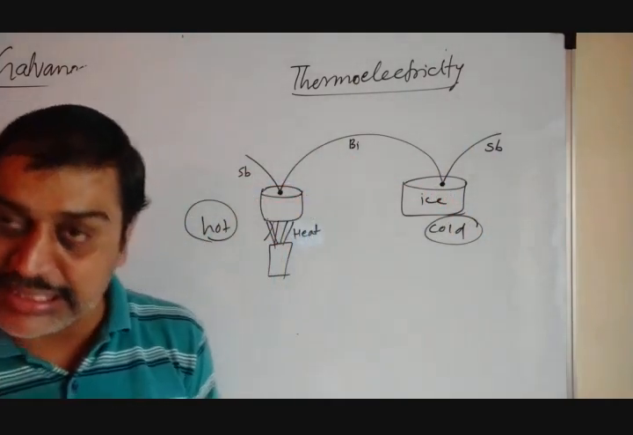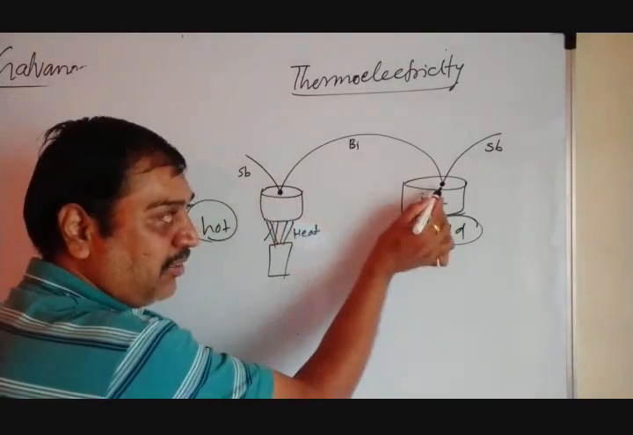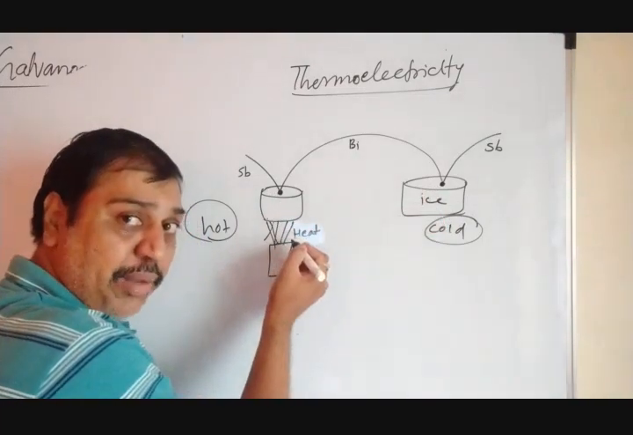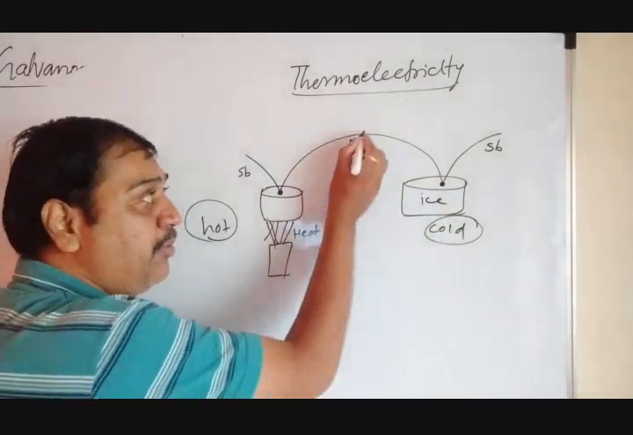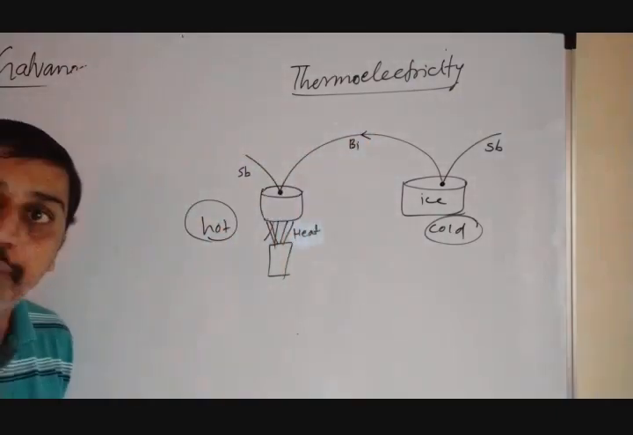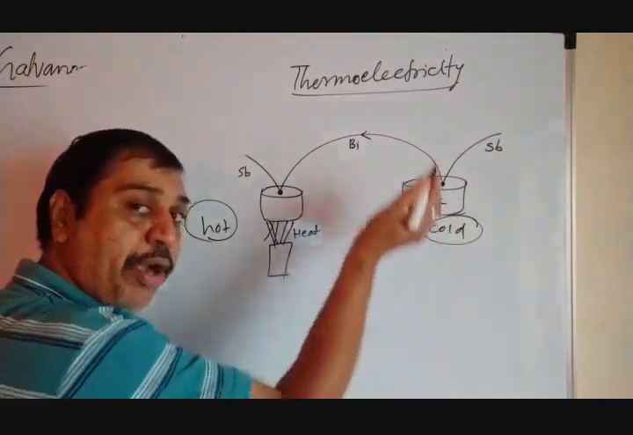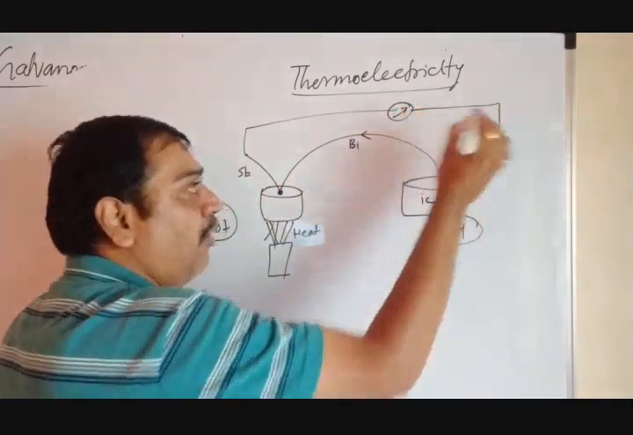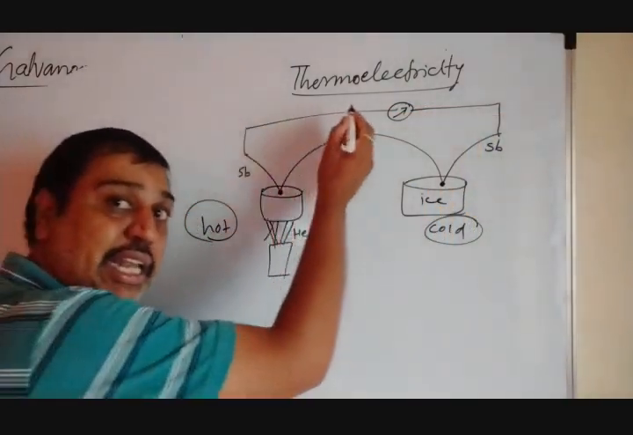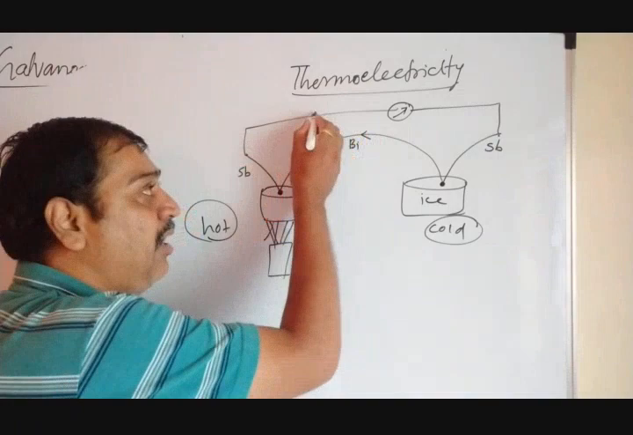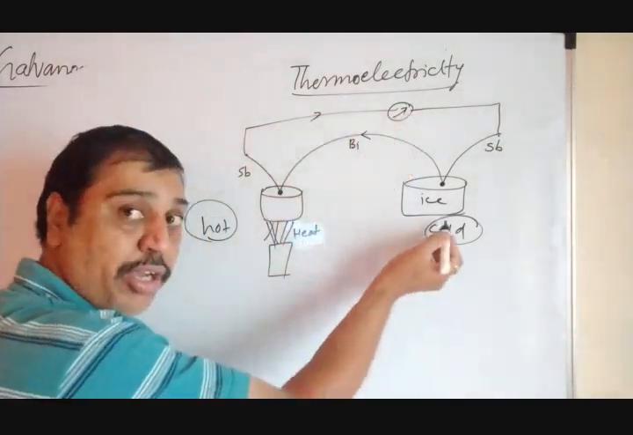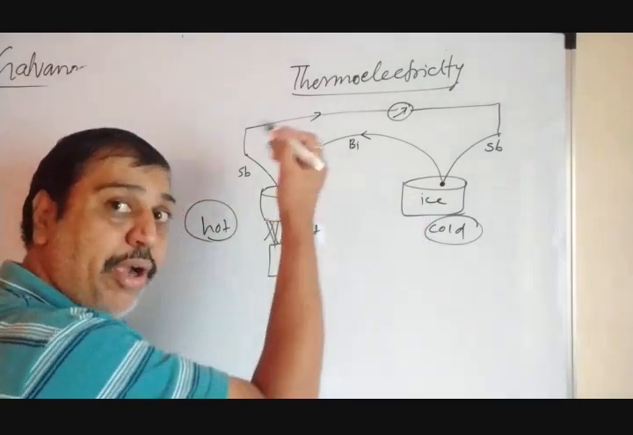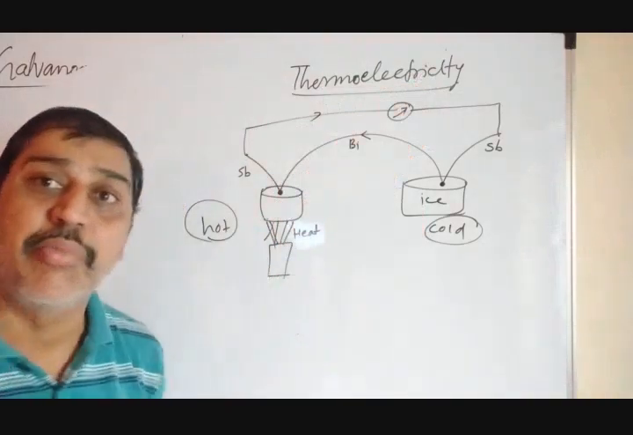After that, it is seen that as both the junctions of different metals are at different temperatures, this one at cold temperature and this one at higher, hot temperature, it will produce some current. The change in temperature produces a current, and that current can be measured by using a galvanometer connected across this. So electricity is produced, which produces a current that can be measured by the galvanometer due to the change in temperature at the two junctions. This change in temperature produces electricity, and that is said to be thermoelectricity.